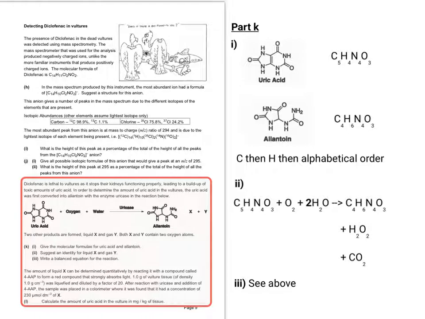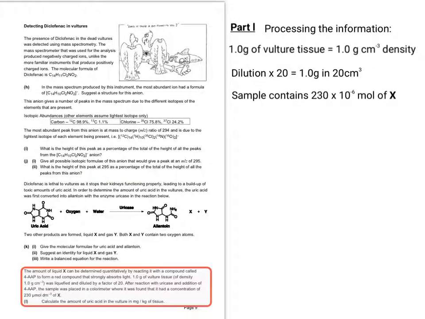So what we're going to do now is go on to part L, the final part. That's right down at the bottom, and there's a bit of calculating work coming up here, so you need to have your calculator ready for this one. What we're doing is processing all the information that we're given in that final paragraph so that we can start using it. I've covered the dilution factor, what that means, and also the conversion from micromoles into moles. So it's 230 times 10 to the minus 6.